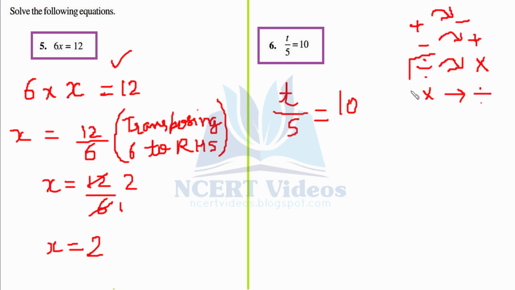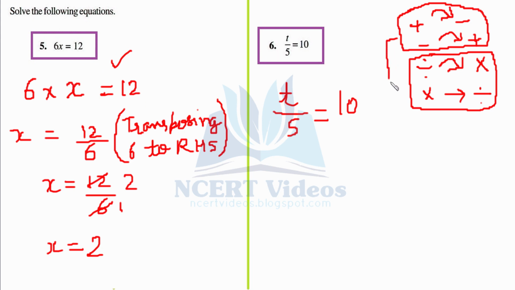So these make pair, that is division and multiplication, and plus and minus make pair. So this is the whole concept behind solving the equations. Take it linear, quadratic, or any form of equation. Whenever we transpose, we follow these two basic rules. So bear them in mind.